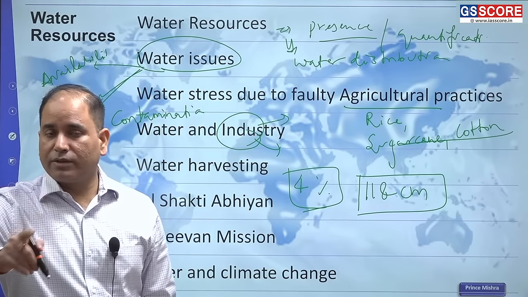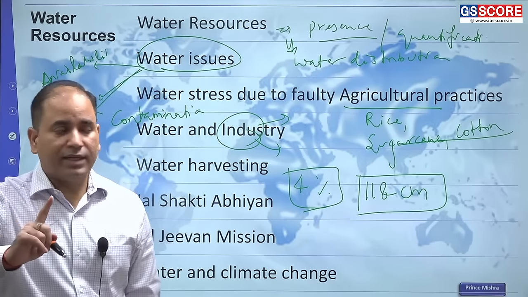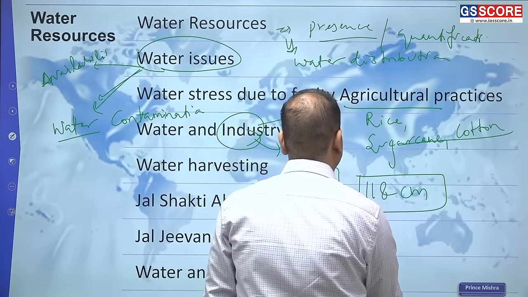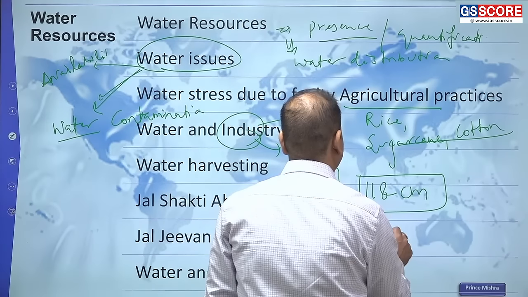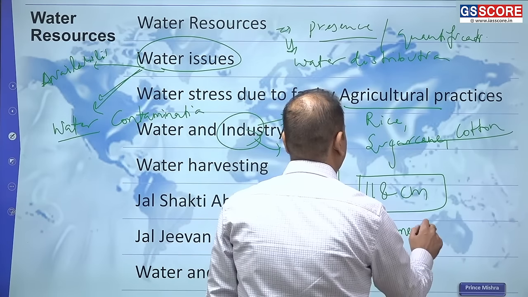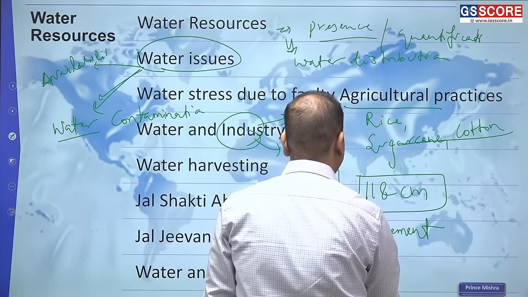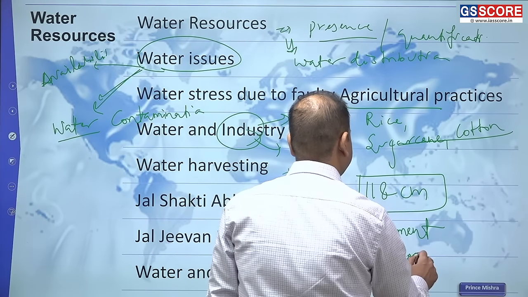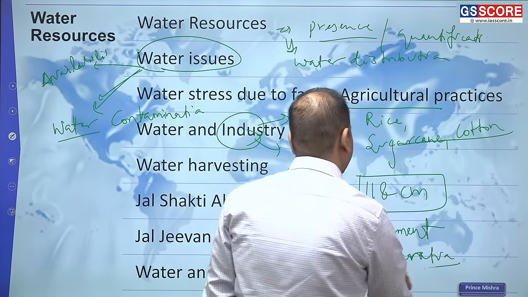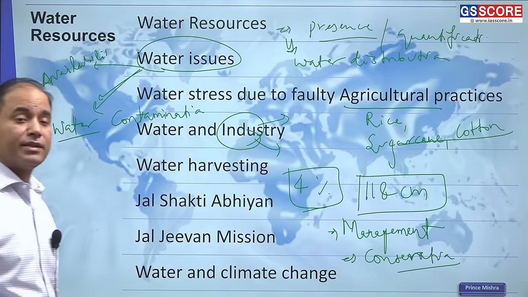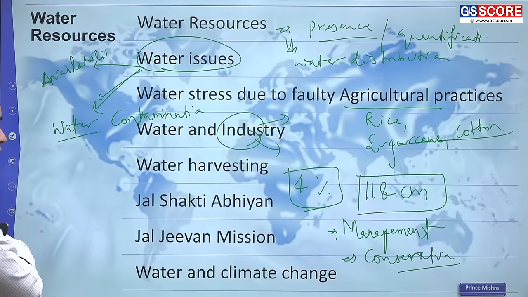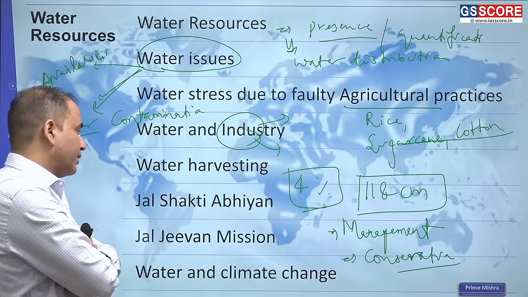So it is not because of availability only. The main issue in the case of water is management and conservation. So management and conservation are important issues that we need to look at. So, water harvesting through rainwater harvesting.